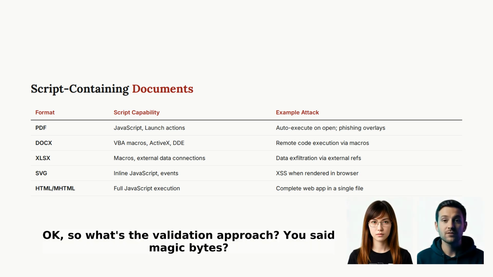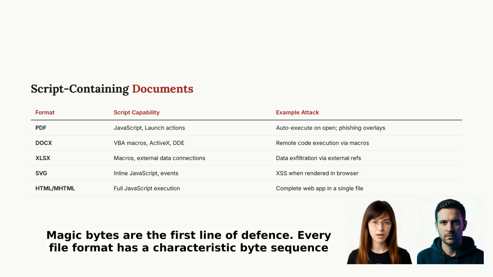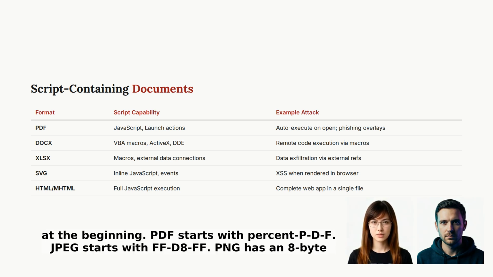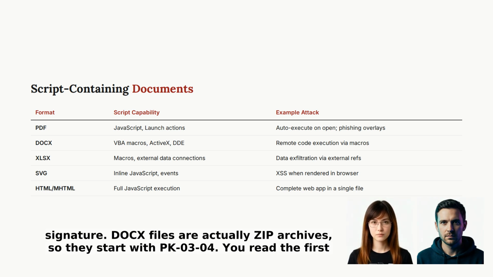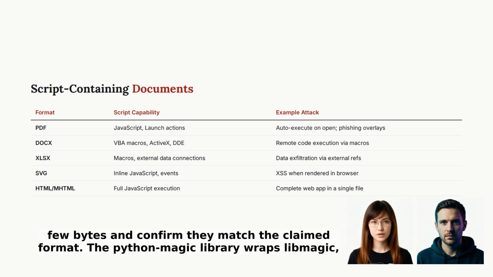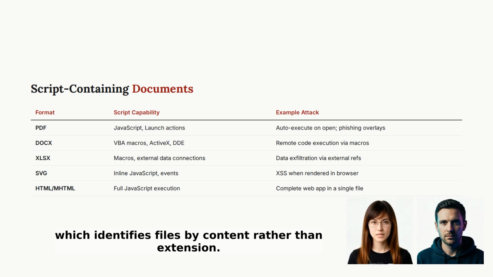Okay, so what's the validation approach? You said magic bytes. Magic bytes are the first line of defense. Every file format has a characteristic byte sequence at the beginning. PDF starts with %PDF. JPEG starts with FFD8FF. PNG has an 8-byte signature. DOCX files are actually zip archives, so they start with PK 03 04. You read the first few bytes and confirm they match the claimed format. The Python magic library wraps libmagic, which identifies files by content rather than extension.